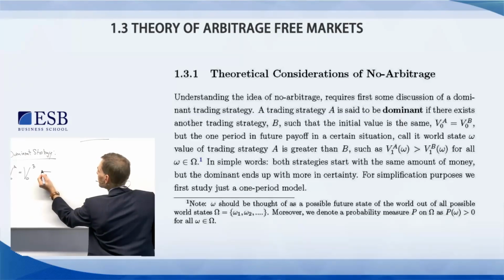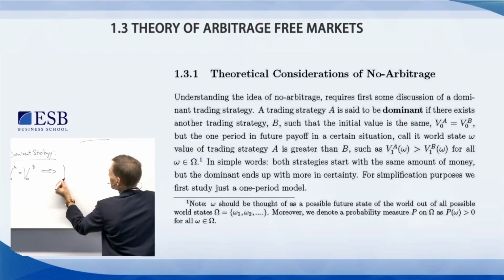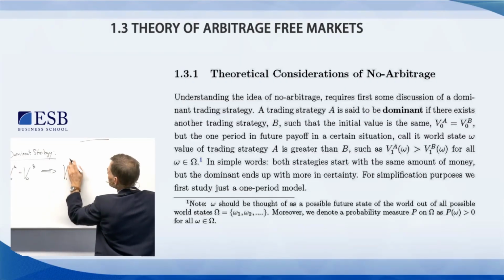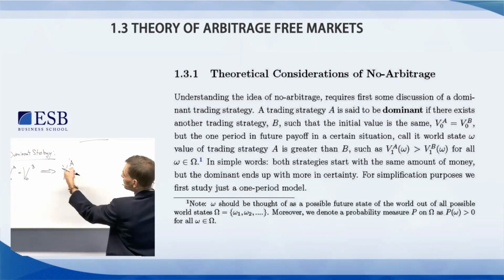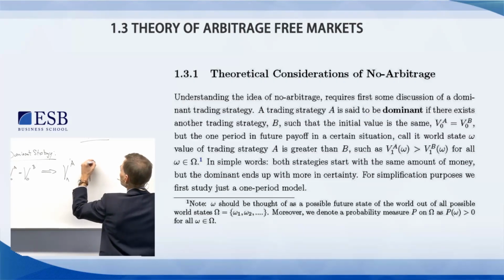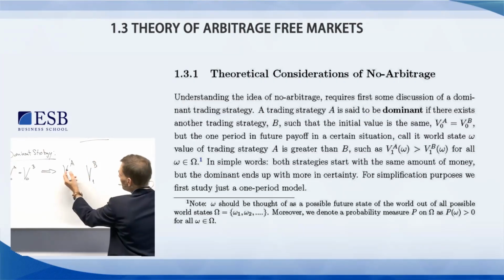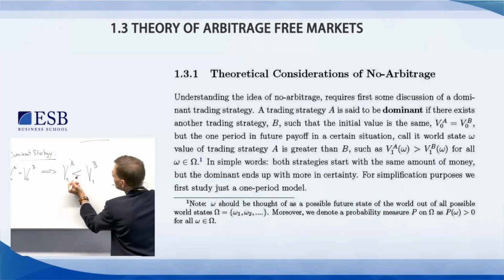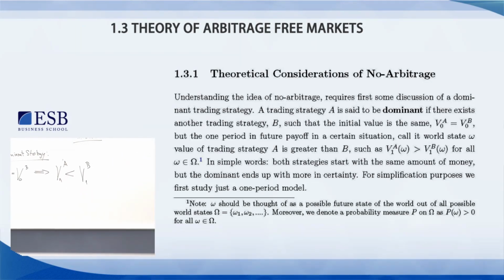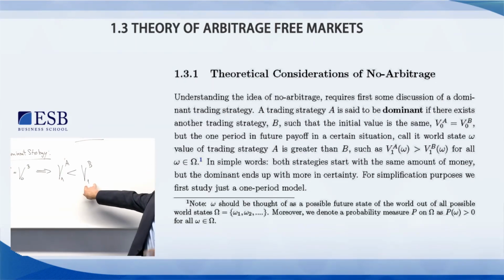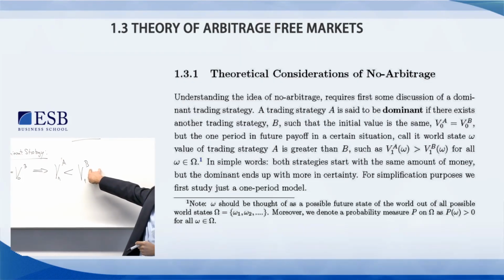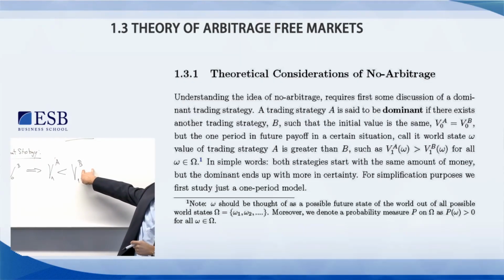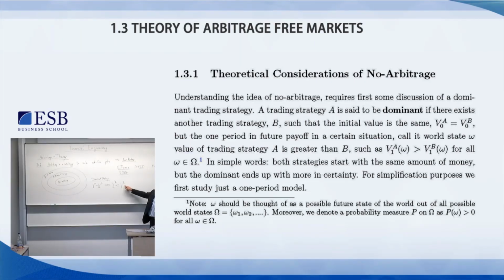And a dominant strategy then would imply that in period 1, we have once again a certain value from this asset, and in period 1 we also have a value of this asset B, but then one of these is bigger. For instance, let's assume B. So we start with the same initial investment, but in the end, B always gives me a higher rate of return. Then we would say B is a dominant strategy. Well, if this is the case, everyone would invest in B and not in A, right? And we would construct a violation of no arbitrage.